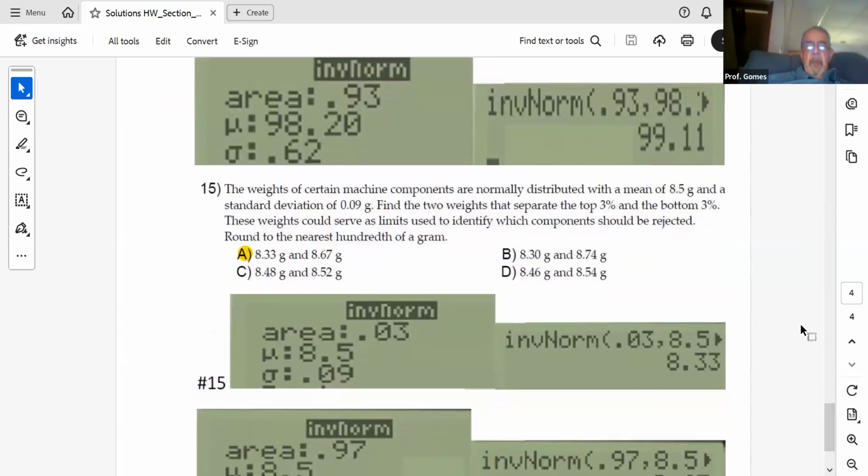Weights of a certain machine components are normally distributed with a mean of 8.5 standard deviation. Find the two weights that separate the top 3% and the bottom 3%. All right. Okay, so you would draw the curve. The top 3% would be to the very right, and the bottom would be to the very left. I would do the left-hand side first.